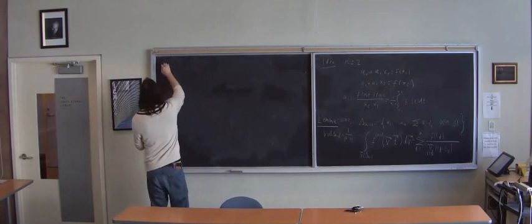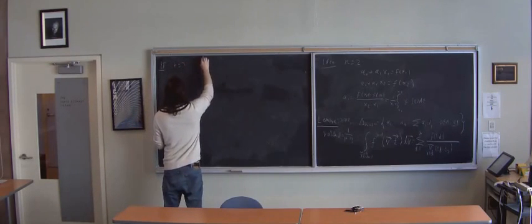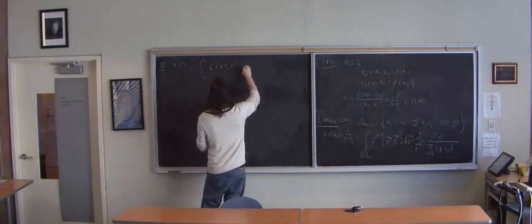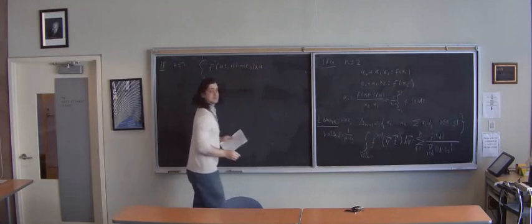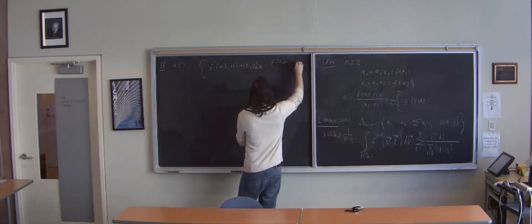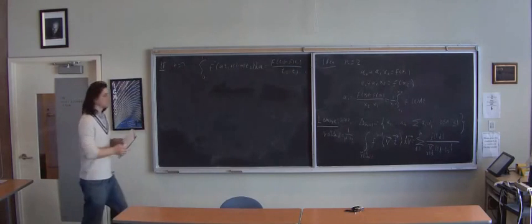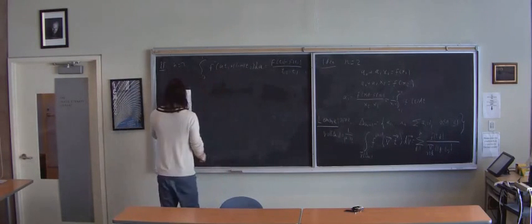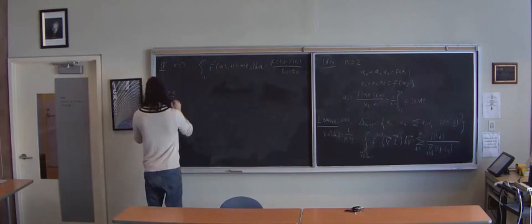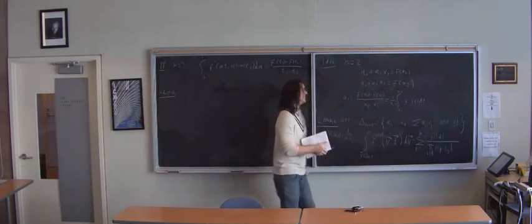Okay, so let's prove it. First in the n equals 2 case, if you integrate between 0 and 1 f prime of a t1 plus 1 minus a t2 dA, this is equal to this guy. Then induction: what we do is we fix one of the variables, and the other ones become an n minus 2 dimensional simplex, and we apply the lemma.